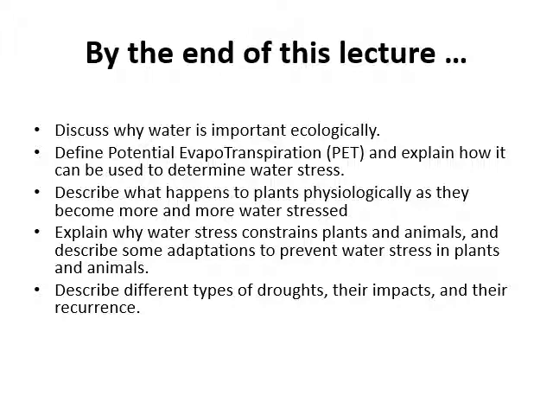Thirdly, you need to be able to describe what happens to plants physiologically as they become more and more water stressed. You need to explain why water stress constrains plants and animals, and describe some adaptations to prevent water stress in plants and in animals. Finally, you need to be able to describe different types of droughts, their impacts, and their occurrence, how often they occur in ecosystems.